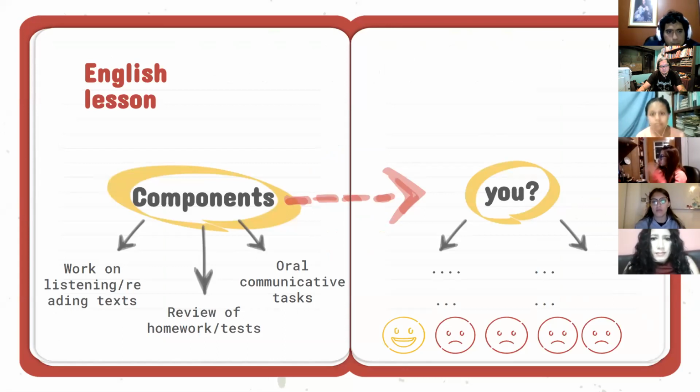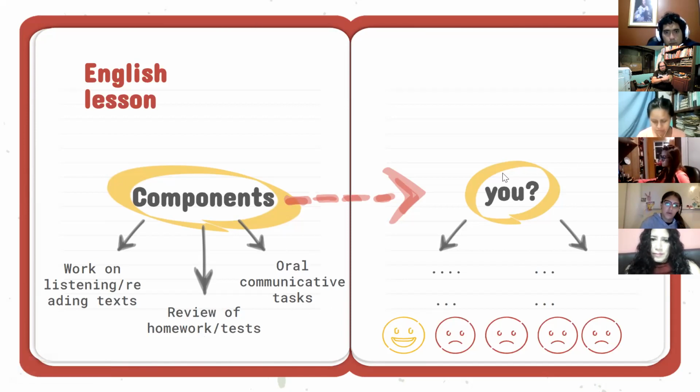So please pay attention. In the English lesson, we can have different components or different activities. For example, we can plan activities to work on listening skills. We can also plan activities like reading texts. We can have time in our English lesson to review homework, to prepare our students for tests, and also to give our students tests. We can also have oral communicative tasks.